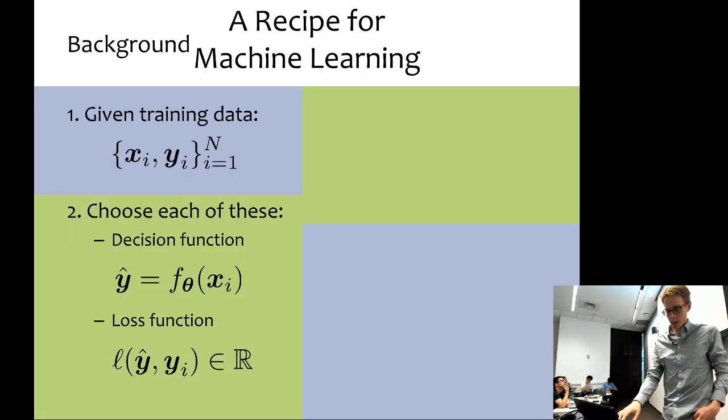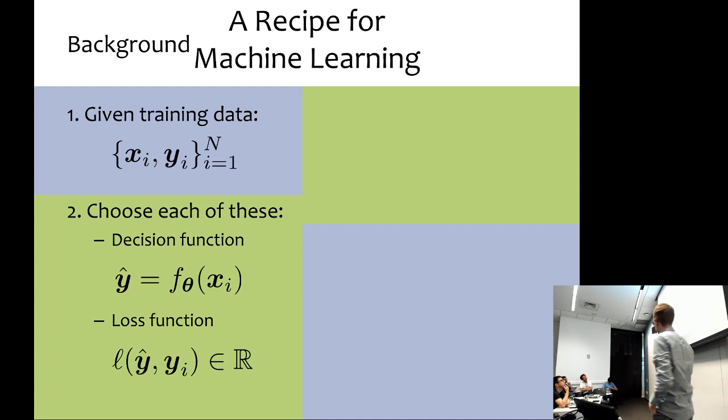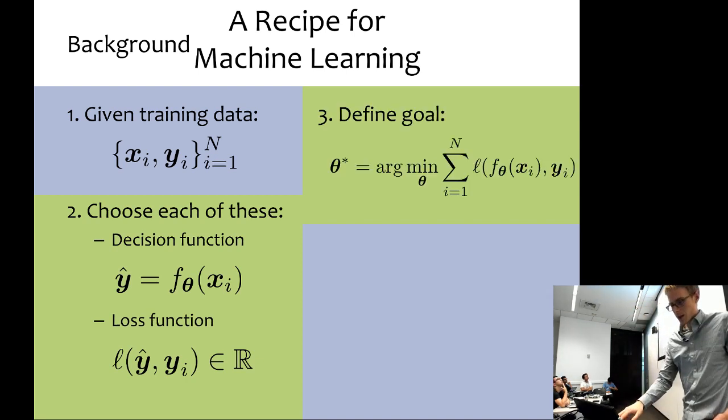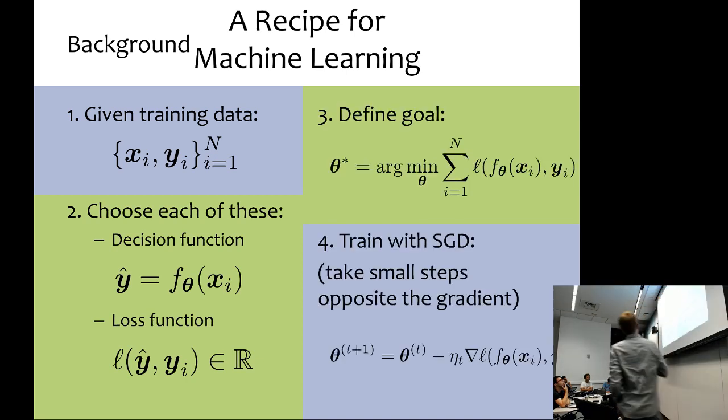Okay, so to train this thing, we're going to use the usual recipe for machine learning. We have some training examples. We're going to choose a decision function and a loss function. Our decision function is going to be, say, that recurrent neural network. The loss function might be something like cross entropy. And then we'll define our goal to be minimizing the cross entropy on the training examples, where we take the output f theta of xi to be the output of that recurrent neural network.